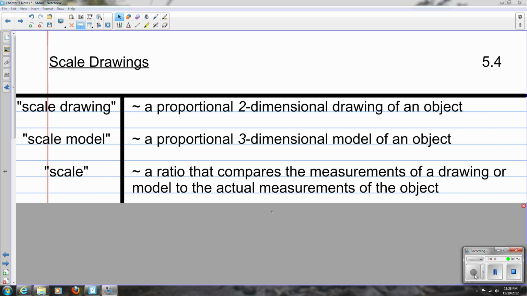The second term is a scale model. A scale model is a proportional, three-dimensional model of an object. So you could take that two-dimensional blueprint of a house and create a three-dimensional model that actually shows all the walls and all the parts of the house, not just flat, but in three dimensions. The last term that we have is scale. A scale is a ratio, which also means fraction, that compares the measurements of a drawing or a model to the actual measurements of the object. So make sure you have all of those terms written down, and then we'll move on.